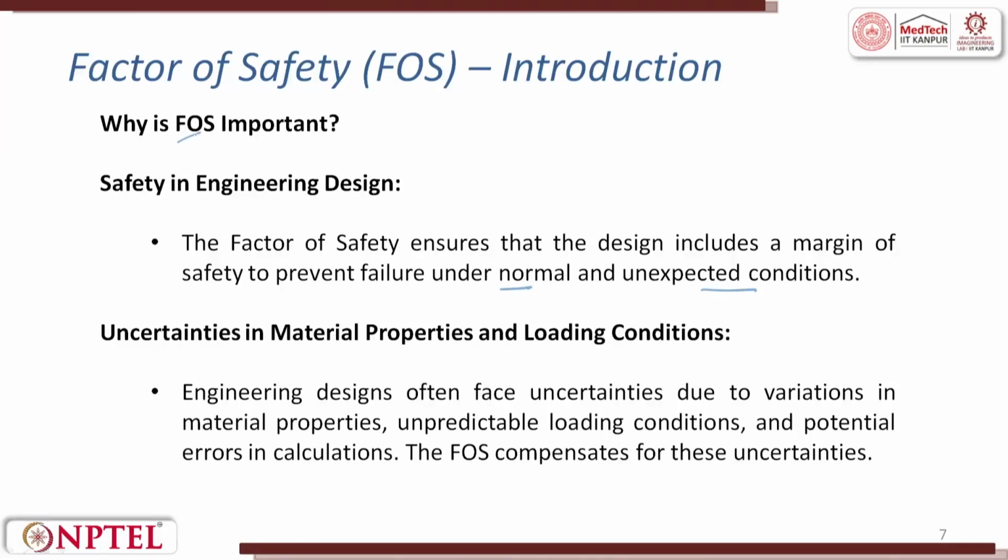Even in metal forming, you see that along the rolling direction and perpendicular to the rolling direction, you get different material properties. So, uncertainty in material properties and loading conditions happens, and to counter it, we always keep a factor called the factor of safety. Engineering design often faces uncertainty due to variation in material properties, unpredictable loading conditions and potential error in calculation. The FOS compensates for these uncertainties.